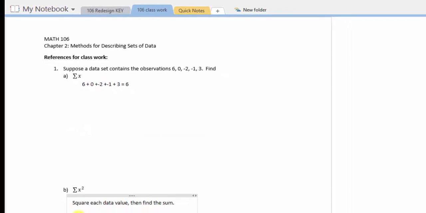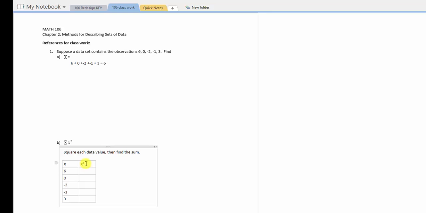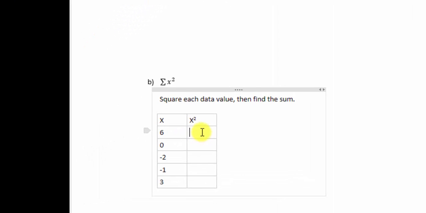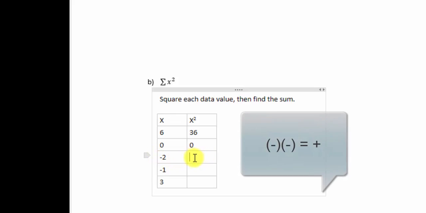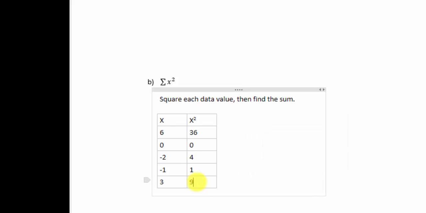Now that we have a table with our x values, we can square each of those x values. 6 times 6 would be 36. 0 times 0 would still be 0. Now be careful with -2. The negative and the 2 are included in the squaring, so you actually have -2 multiplied by -2. The result is +4. The same will occur with the quantity of -1. So the quantity of -1 times another -1 would make +1. And finally, 3 times 3 would give us 9.